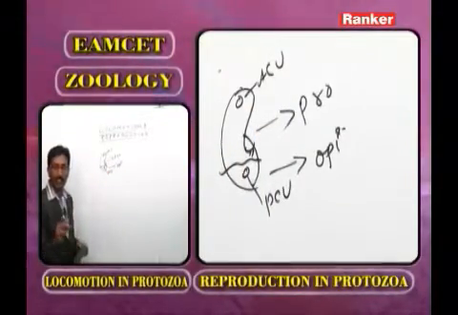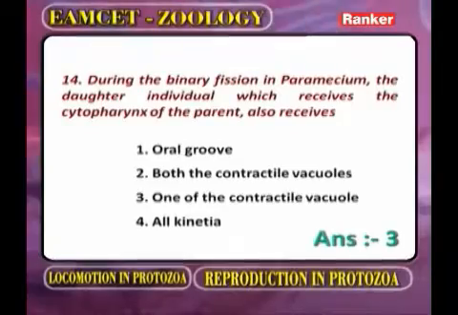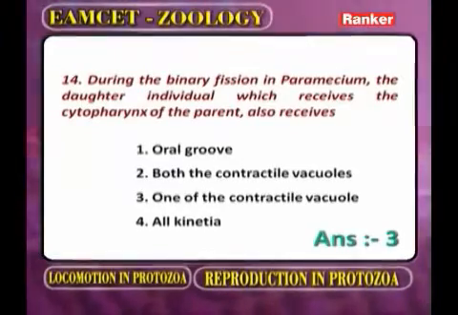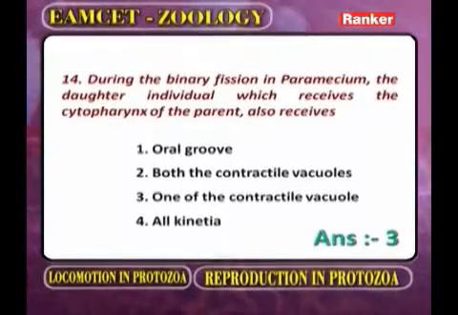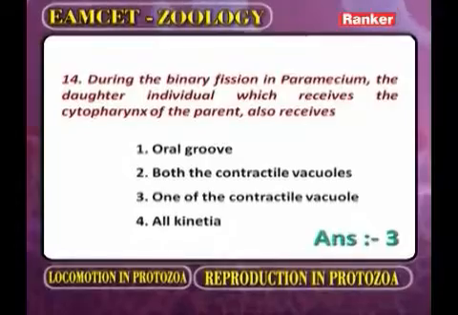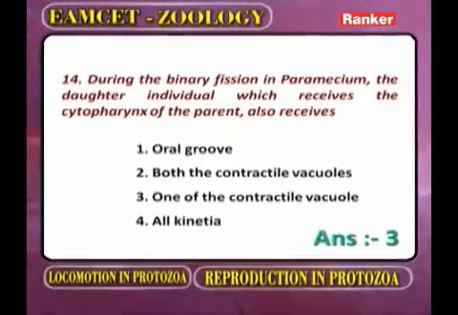Based on this information, during the binary fission in Paramecium, the daughter individual which receives the cytopharynx of the parent also receives: oral groove, both the contractile vacuoles, one of the contractile vacuoles, or all kineties. The correct answer for this question is one of the contractile vacuoles. Now go for the next question.